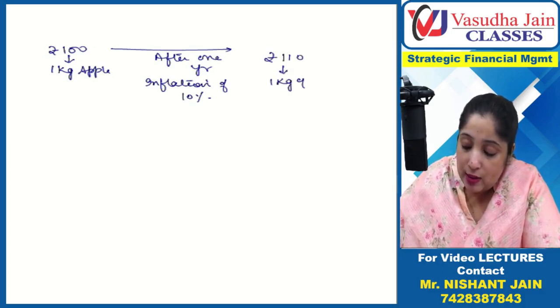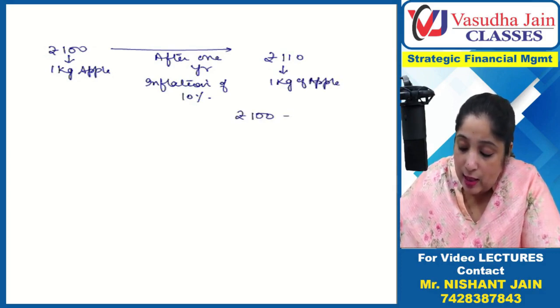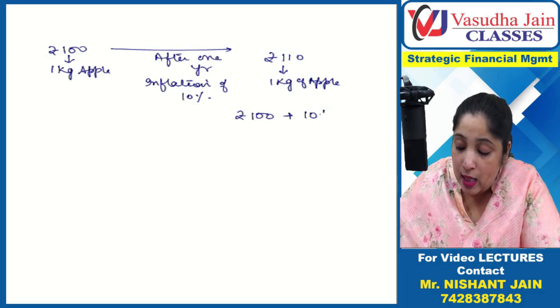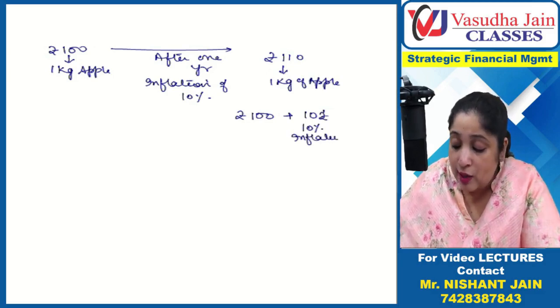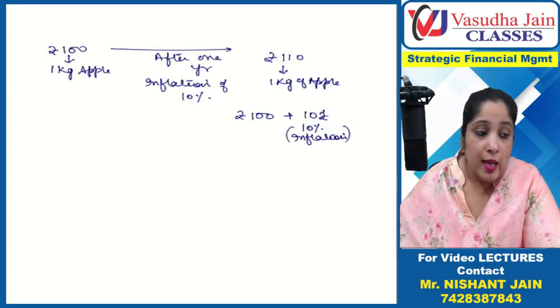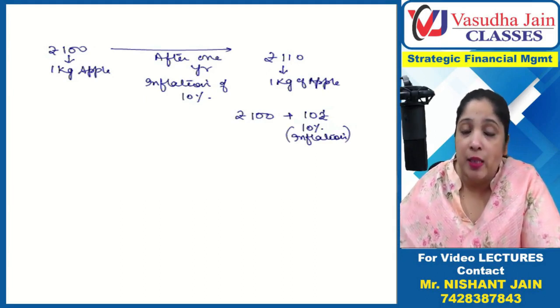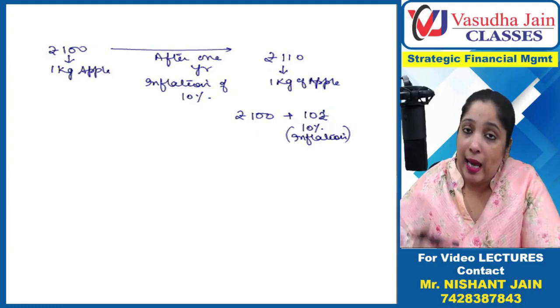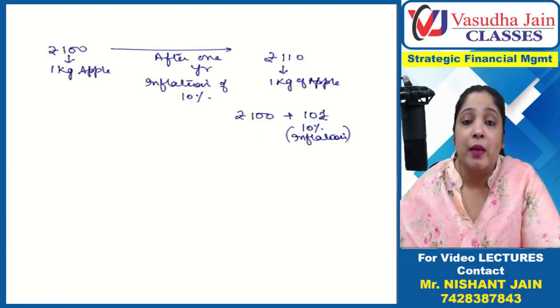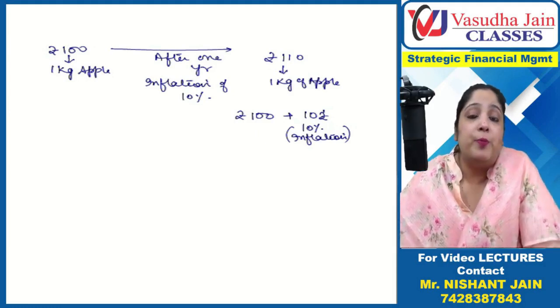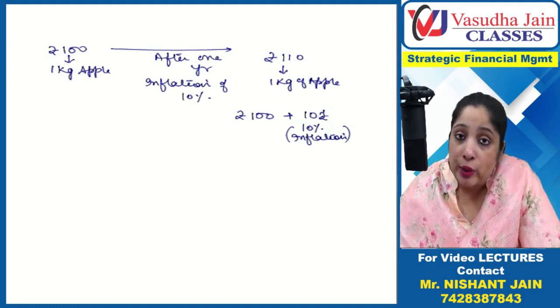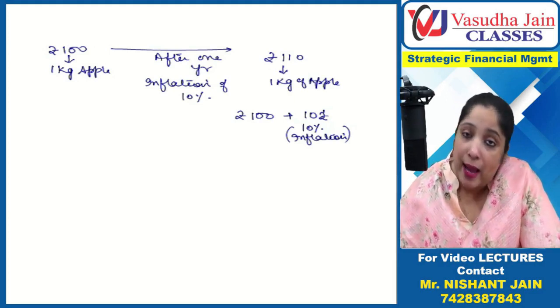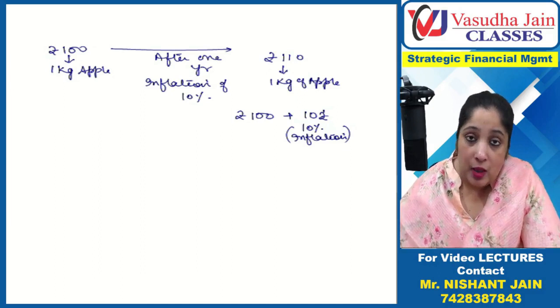1 kg of apples. So basically, I should get rupees 100 from Mr. A plus I should get 10 rupees extra, that is 10% due to the inflation. Inflation is the reason behind it. Hence, after 1 year, Mr. A should give me extra how much? At least minimum inflation, so that I am able to purchase the same commodity which I was able to purchase 1 year back.